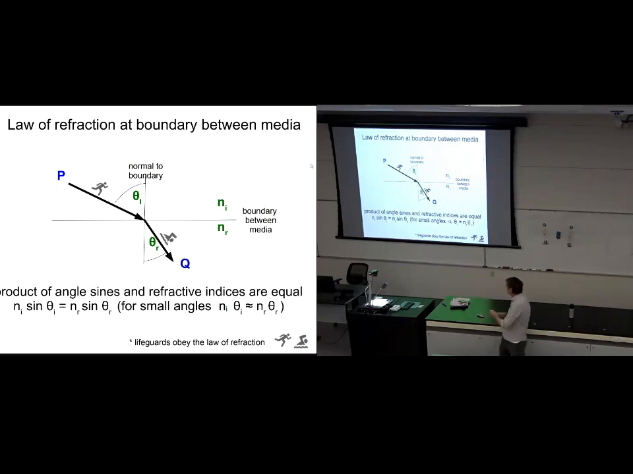And so this is exactly the path that a lifeguard would take from P to Q to rescue a person at Q when they're originally sitting at P. And that's exactly what light does. Light travels the path that corresponds to the shortest time between these two points. It's not the shortest distance, but it's the shortest time between these two points.